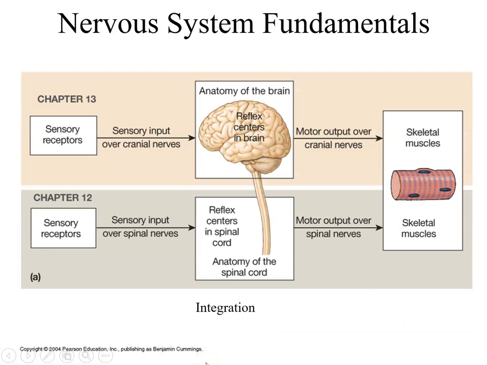Here you can see a summary of the functions of the nervous system. Sensory information is carried to both brain and spinal cord over spinal or cranial nerves. The brain and spinal cord make decisions, and the motor output then is carried back out from the central nervous system over motor pathways to skeletal muscles or glands or organs. And those muscles, glands, and organs carry out the responsibility of doing whatever it is the central nervous system dictates.